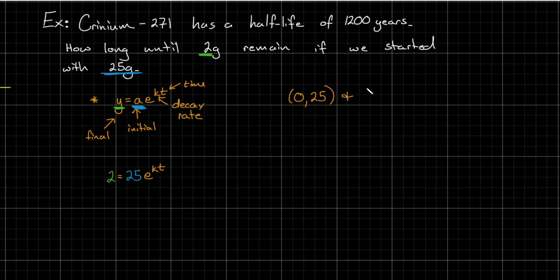And this other one, do we know it? What is it? 25, 2. So careful, because that says after 25 years, we get 2 grams. I don't know it yet, but it's t, 2. And there's an issue there.